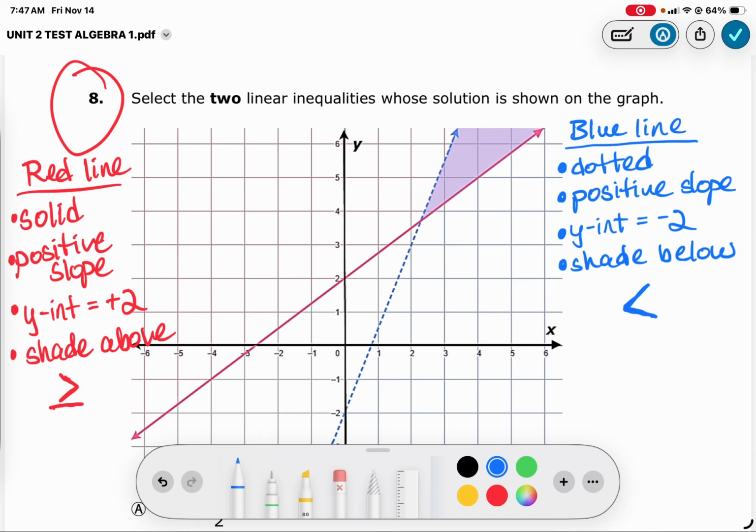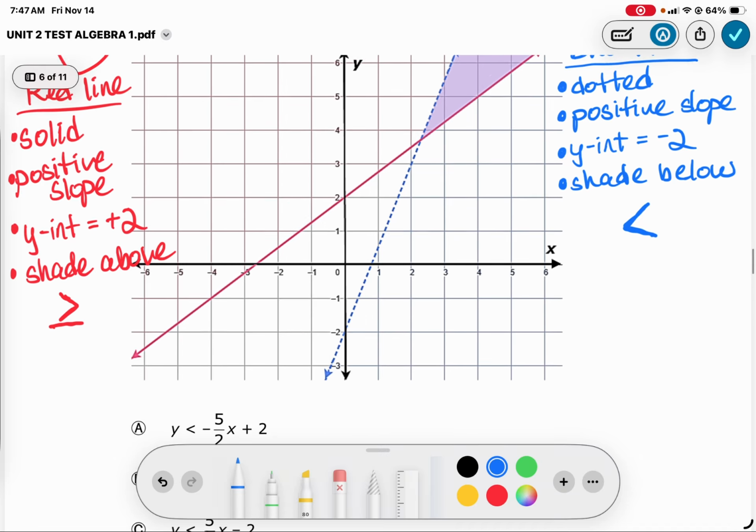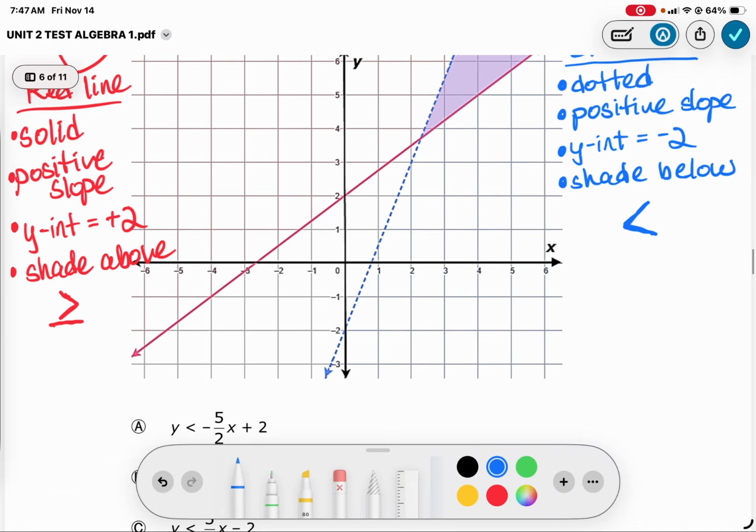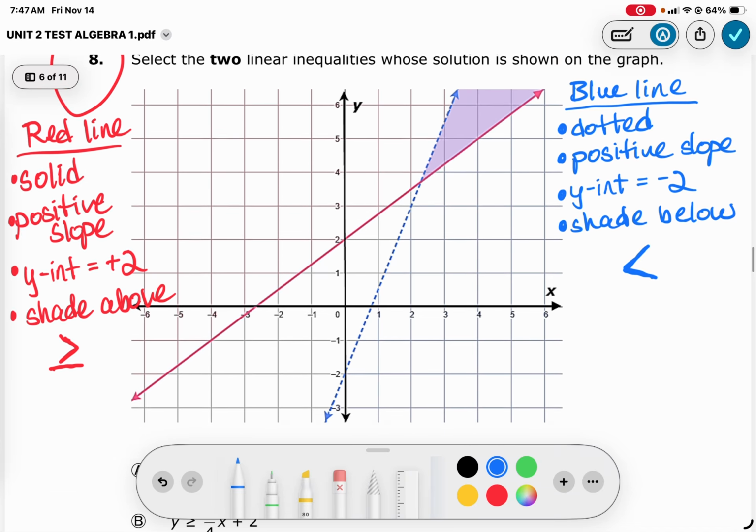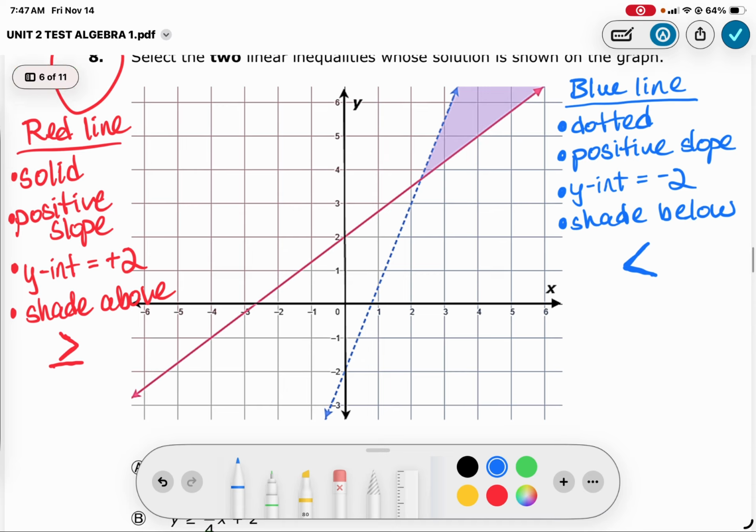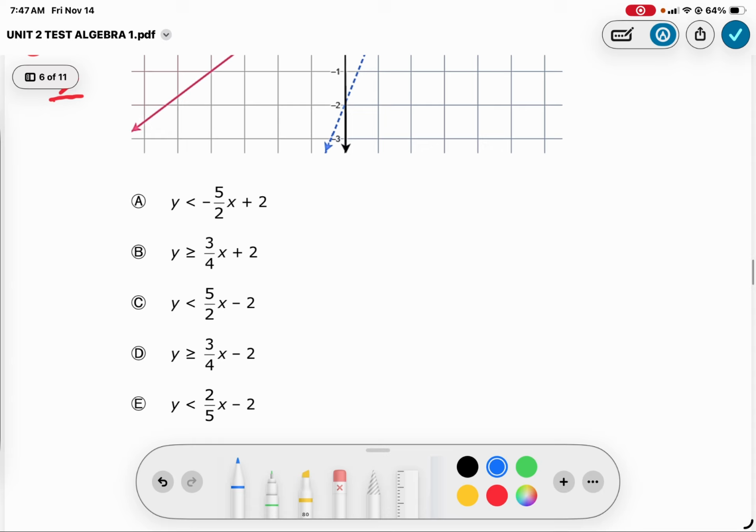Now we can go ahead and take a look at these answer choices to see if we can eliminate some, okay? So let's start with the blue line. It has to be dotted or it has to have a less than symbol. So let's look for the ones that have less than symbols. A has a less than symbol, C has a less than symbol, and E has a less than symbol. So it's going to be one of those three.